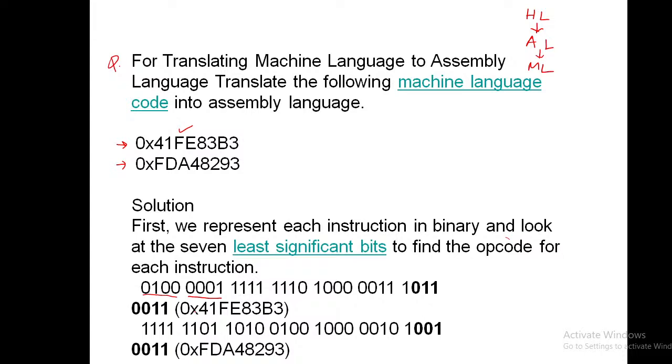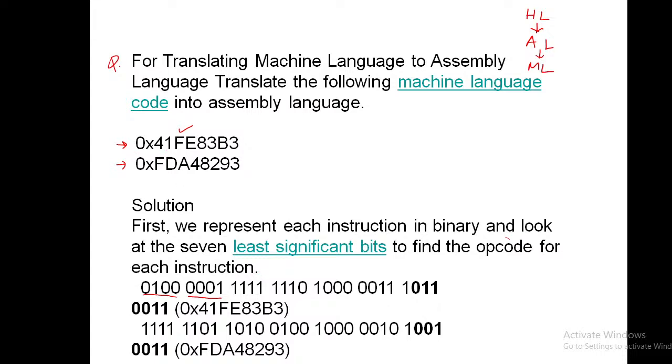The whole instruction is given in this form. What is the opcode of this instruction? We know that it is the last 7 bits, the 7 least significant bits. If we write them in the same line, 011 0011, these 7 bits basically represent the opcode for each instruction.